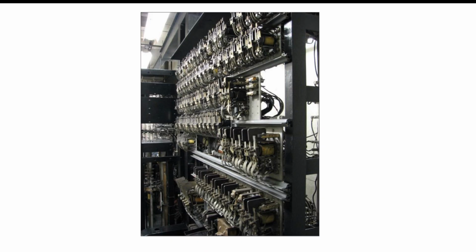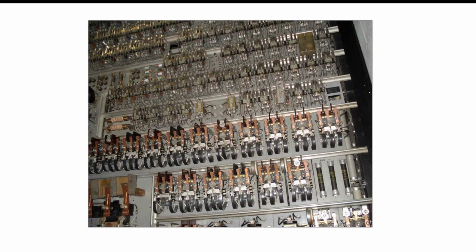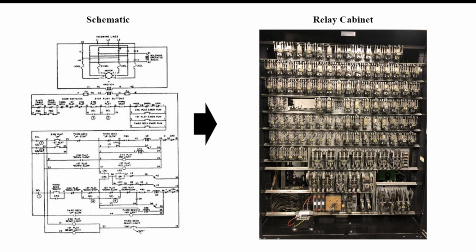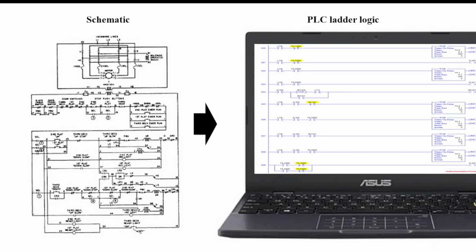Here's some examples of older relay logic. These are just massive walls full of relays that are connected in specific orientations to provide logical control. Wow, lots of stuff. So a schematic would have been used in, well, olden times, I guess we could say, in order to wire up a relay cabinet. Well, nowadays we are transitioning to PLC ladder logic. And so you would use the schematic to build something similar but not identical in the PLC system.